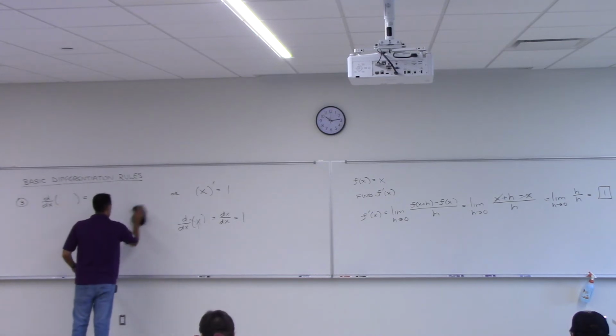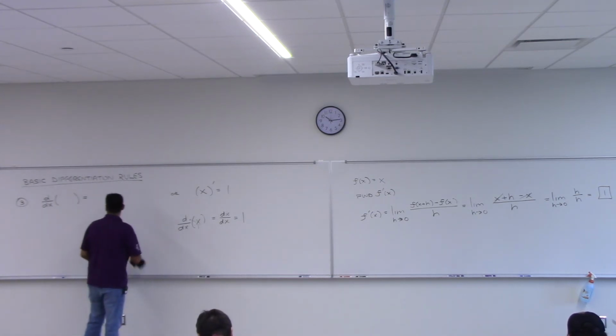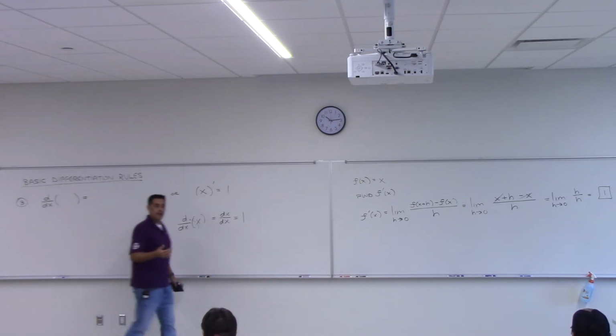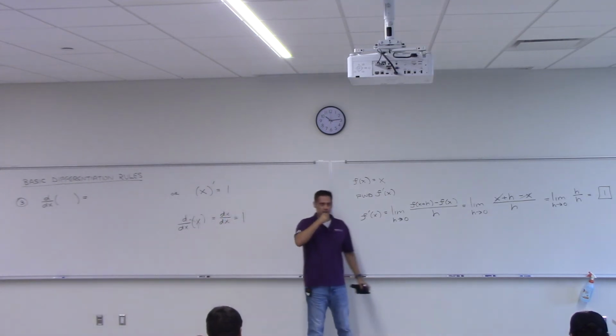So far we know what the derivative of a constant is, right? Then x, right? Maybe we should do x squared next.